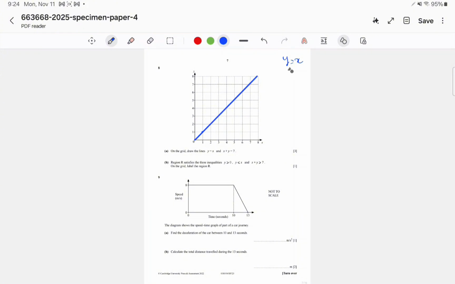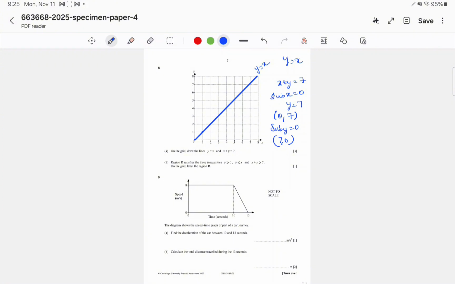This is 1 point for y is equal to x. This is the y is equal to x equation. Then one more is x plus y equal to 7. If x plus y is equal to 7, I will write it here. Substitute x equal to 0, then y is equal to 7. So it is 0 comma 7, 1 point. Substitute y is equal to 0, then it is 7 comma 0.